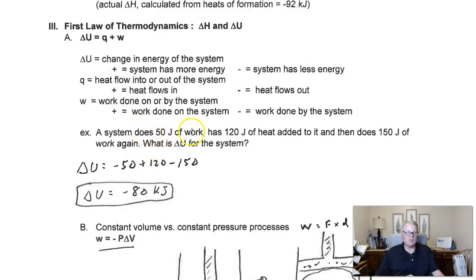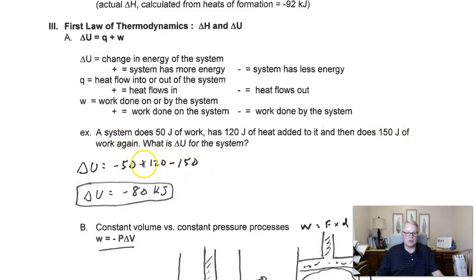If the system does 50 joules of work, is that going to be positive 50 or negative 50? Well, that's negative 50 because the system is doing work. It's expending energy, so it has less. It's like writing a $50 check. You have $50 less in your bank account, so minus 50. And then does 150 joules of work again. So that's another negative 150.